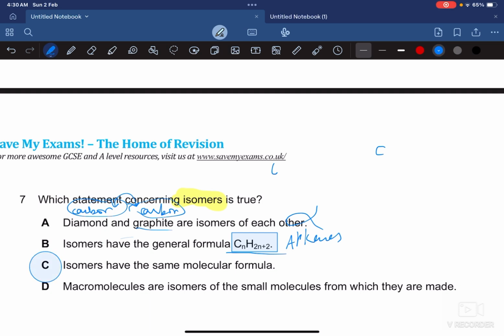Let's view option D as well. Macromolecules are isomers of the small molecules from which they're made. Not at all. Macromolecules are not isomers at all. Macromolecules are polymers, and the small molecules from which they are made are monomers. So they're just trying to confuse the concept of polymerization with isomerism, and that's completely senseless, because macromolecules are polymers and the small units that make up those macromolecules are the monomers. How on earth can they have the same molecular formula? That's completely not true.